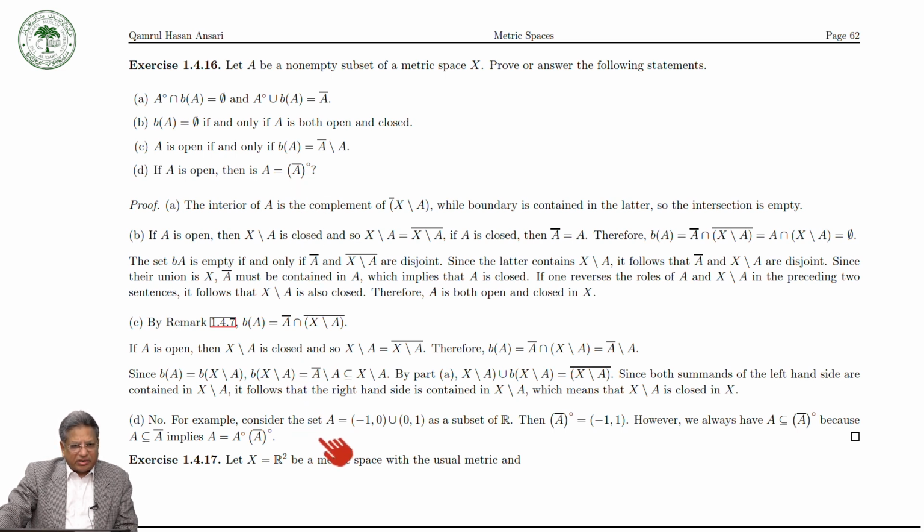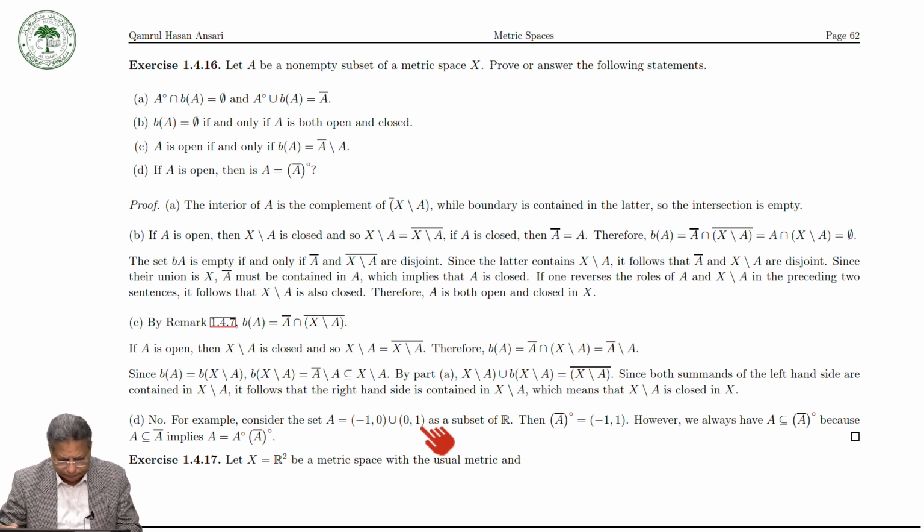We can consider a set A which is equal to the open interval (-1, 0) union (0, 1). So this set is open, this set is open, and an arbitrary union of open sets is open. So this is a finite union of two open sets, which is open. So A is an open subset of R with the usual metric. Now what would be the closure of this? The closure of this is equal to the closed interval [-1, 1].